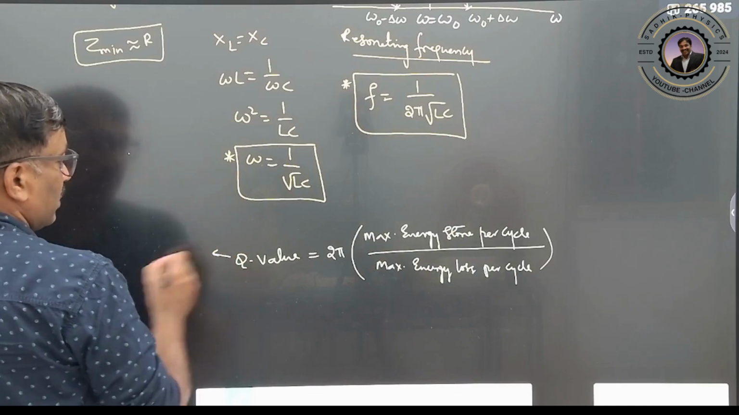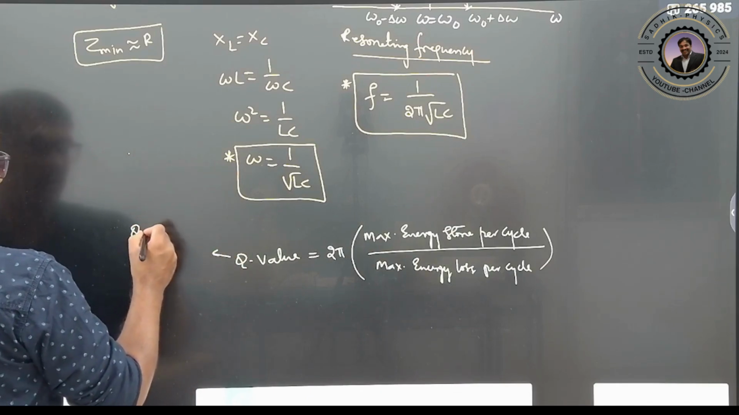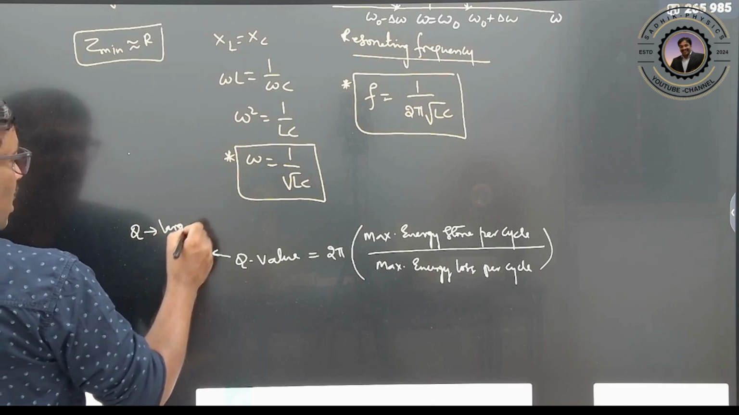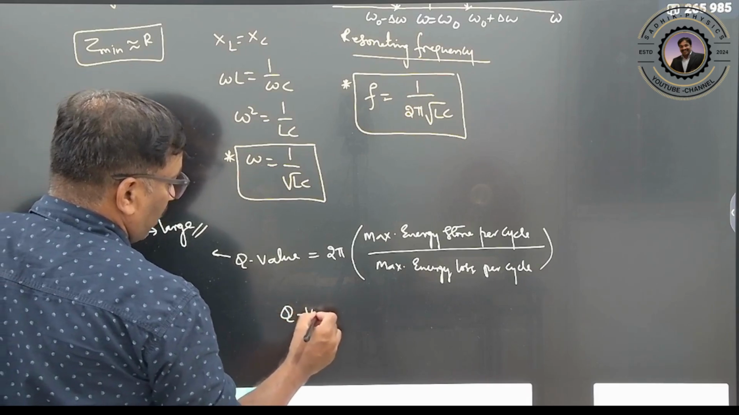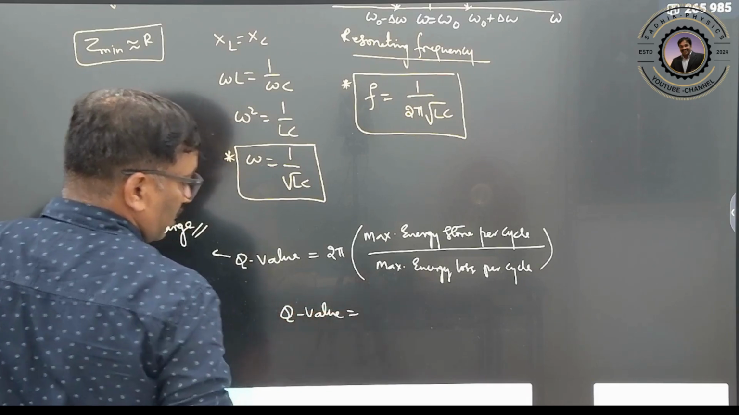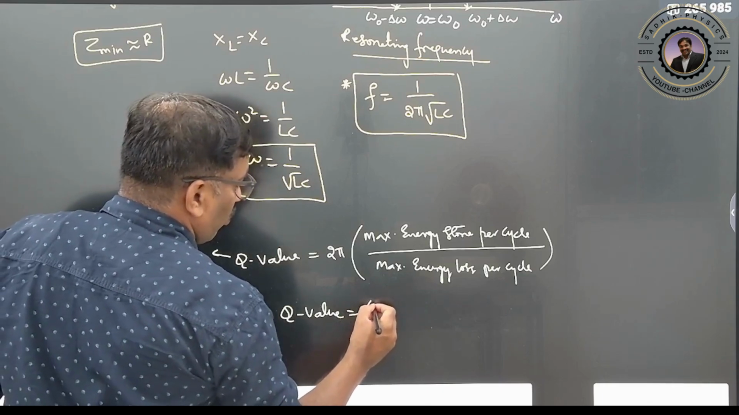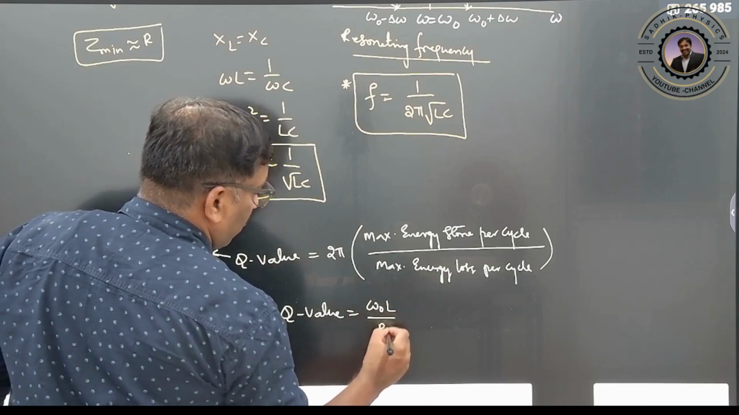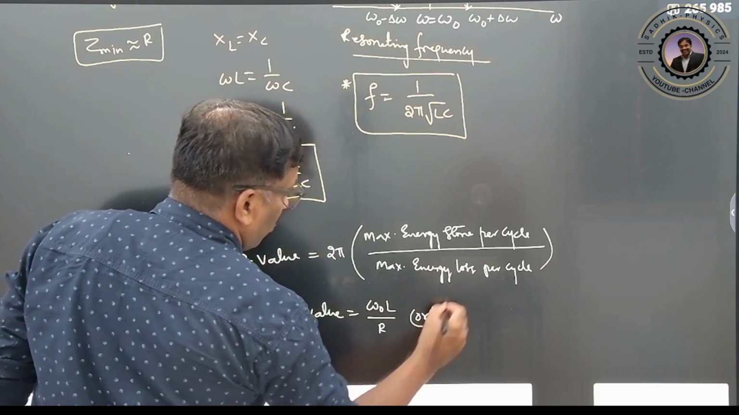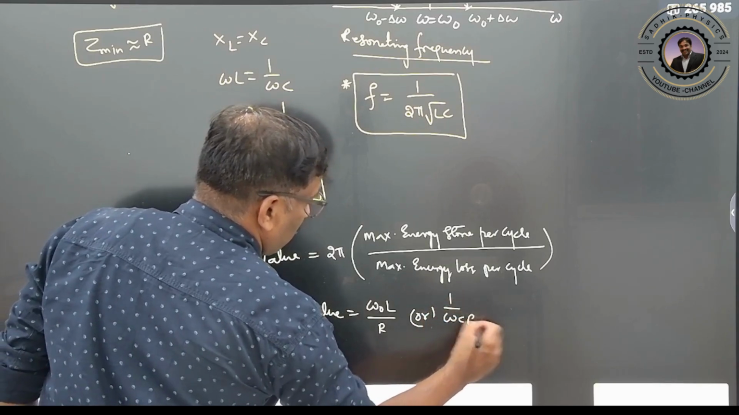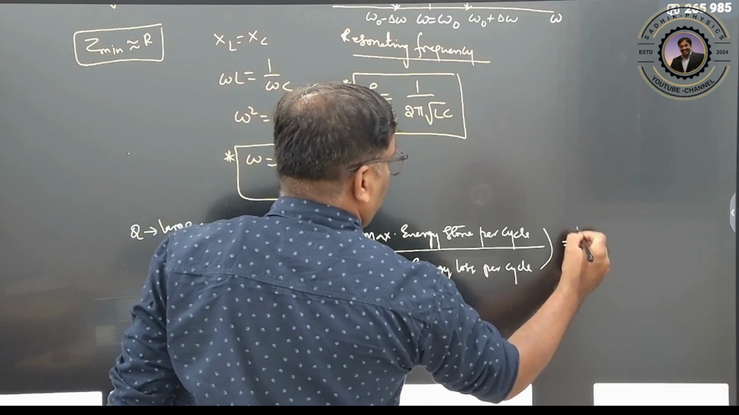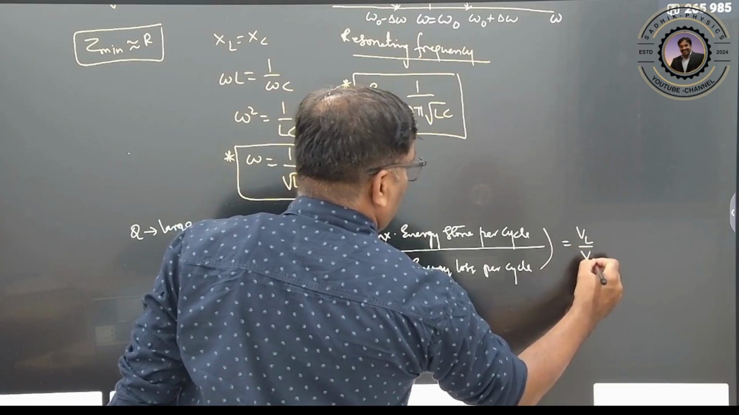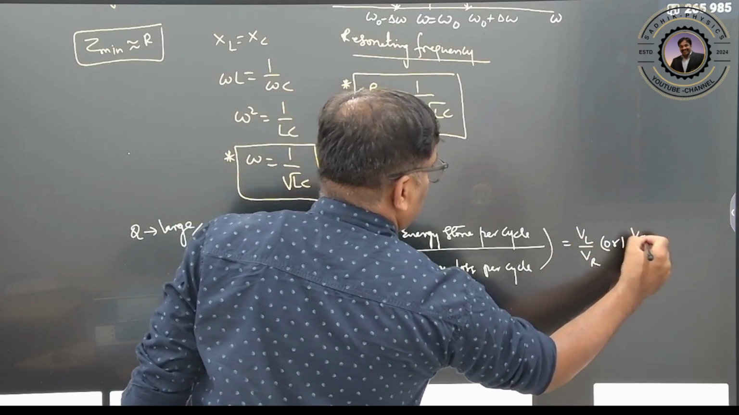Therefore, for a good circuit, the Q value should be a large value. How to calculate this Q value? It can be calculated very easily. It is nothing but omega naught into L divided by R. We can write it as 1 by omega C into R. That is nothing but V L by V R, or V C by V R.